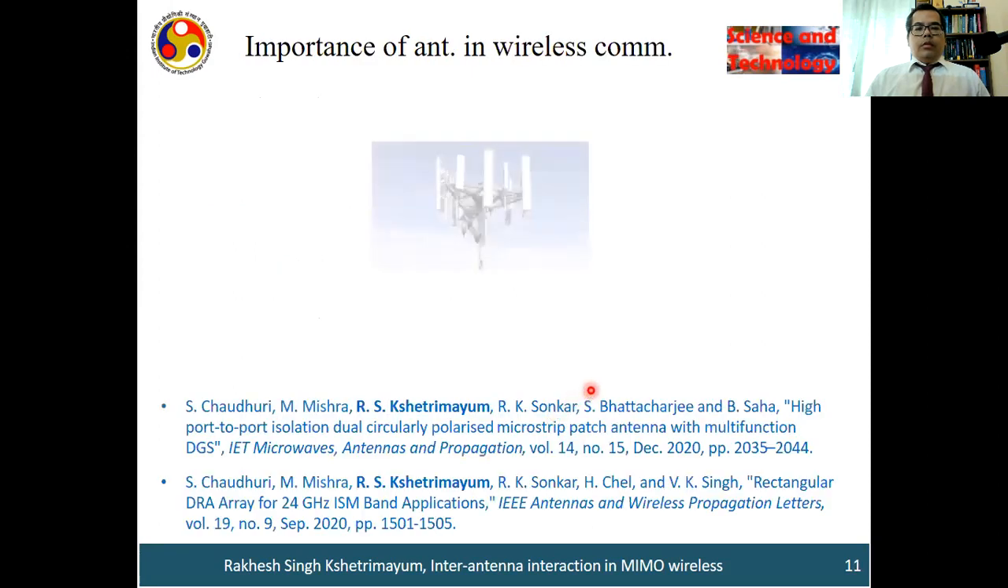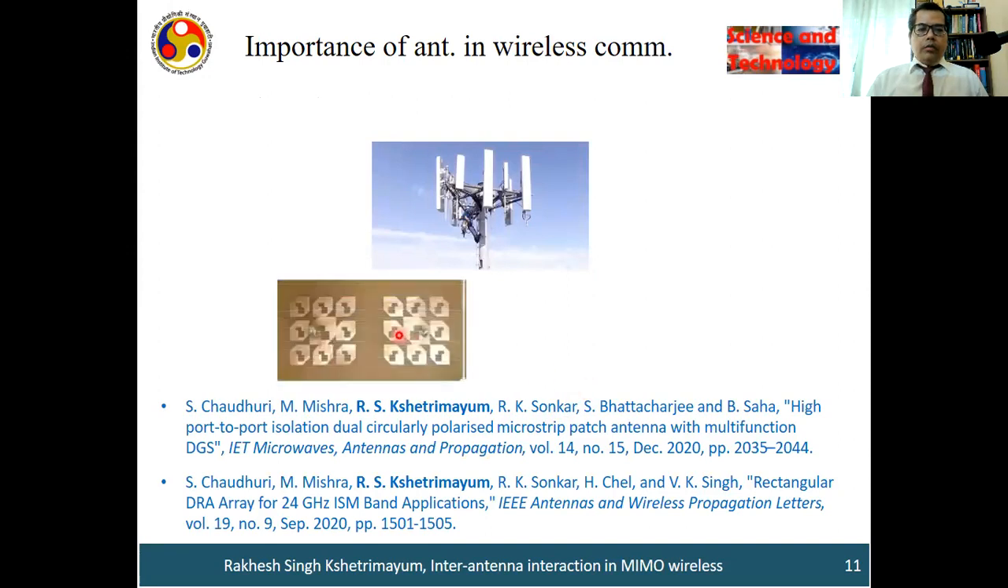Okay, so these are some typical antennas. This is a base station antenna, a typical base station antenna. This is a full duplex printed antenna. These are metal printings you have here, along with this slot in the metal printing. We have designed this for full duplex wireless communication.